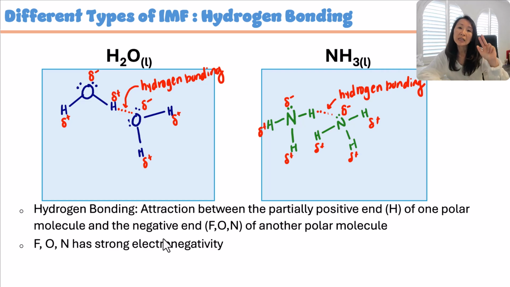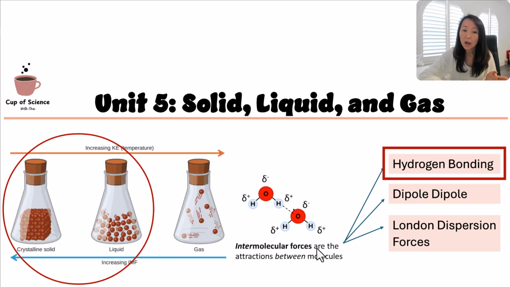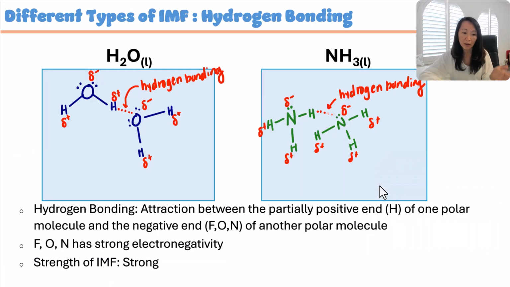Out of the three intermolecular forces, hydrogen bonding, dipole, and London dispersion, this one is the strongest. So what do I mean by out of the three? I have mentioned before that there are three types of intermolecular forces, and hydrogen bonding is going to be the strongest. So I put strength of intermolecular force strong. It doesn't mean that it's stronger than a covalent or an ionic bond. They're much stronger, but hydrogen bonding is the strongest out of the three that we have discussed before.